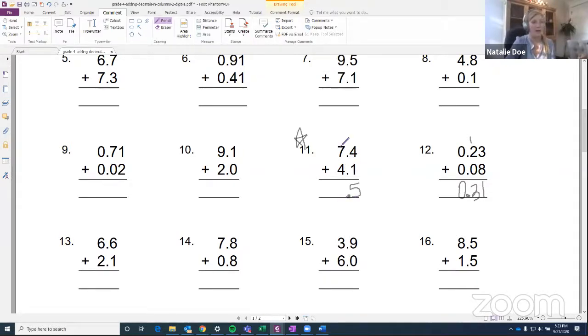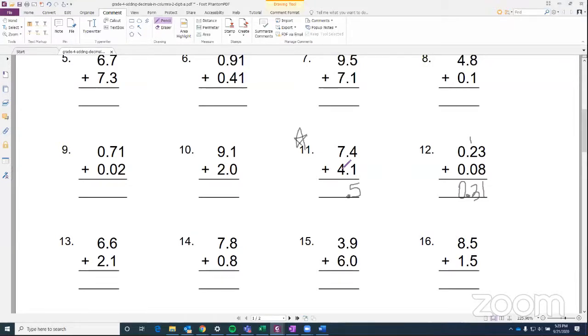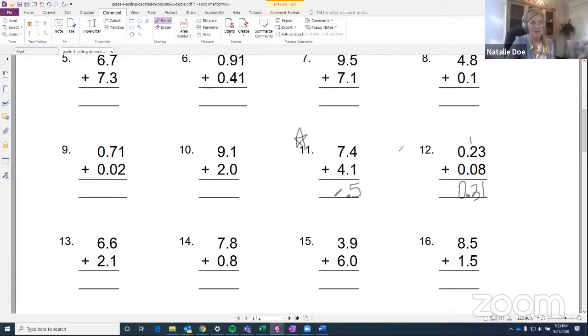So then we add, what's 7 plus 4? 11. Yep, so 7 plus 4, yep, 11. So we write that here. So 7.4 plus 4.1 is 11.5. And again, you just put everything in a line, make sure your decimal point lines up. And then it's just like adding whole numbers.